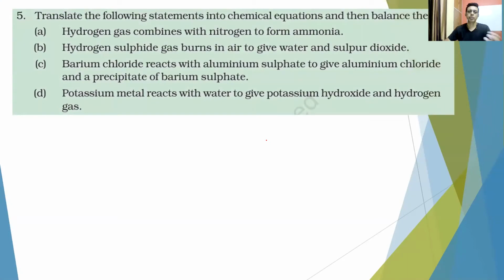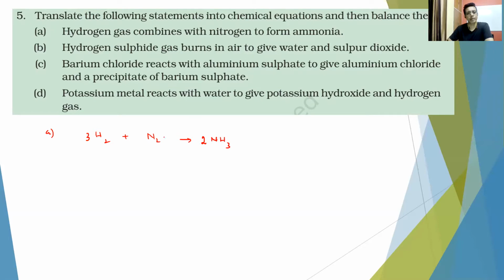Now, these are questions which are given in the textbook. We'll try to balance these equations also. The first one says, translate the statement into chemical equations and then balance them. Hydrogen combines with nitrogen to form ammonia. So what is the answer of number 1? Hydrogen combines with nitrogen to produce ammonia. So here hydrogen is 3 and here hydrogen is 2. So make them equal. There's 2 here, hydrogen becomes 6. There's 3 here, hydrogen becomes 6.